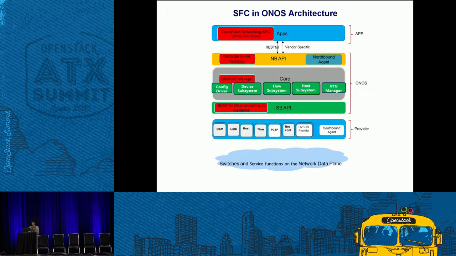Here is the service function chain component in this architecture. As we mentioned before, in the app layer we have the OpenStack networking SFC component with the ONOS service function chain driver. Then northbound, there is an ONOS northbound API for service function chain functions. Then there is an ONOS service function chain manager in the core. And then there's a southbound API for service function chain provisioning and support on the device.